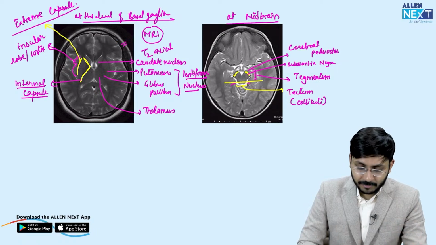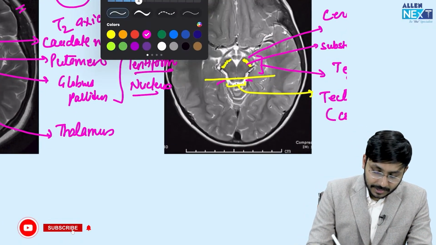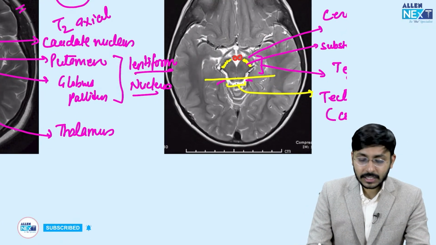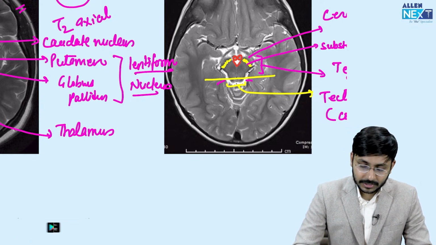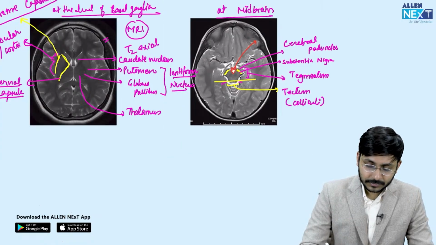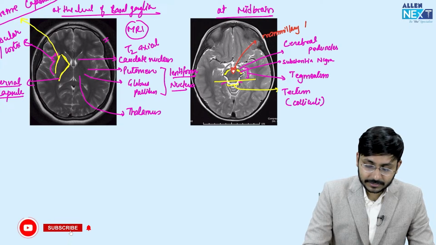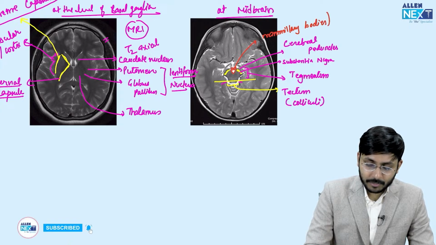Now at the level of the midbrain, we have these big ball-like structures in the interpeduncular fossa. So this is your interpeduncular fossa. What are these ball-like structures? These are nothing but your mammillary bodies. Very important. Okay.